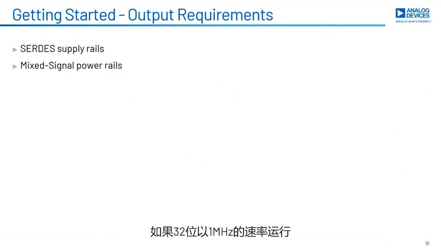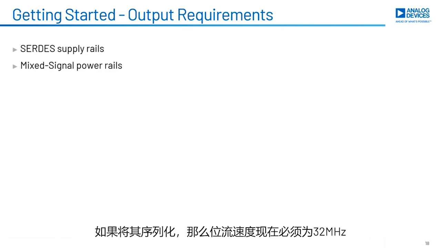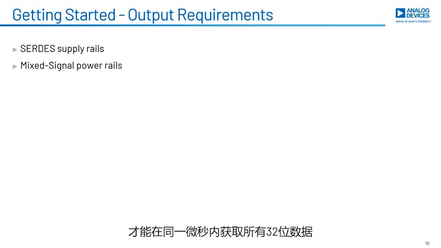So 32 bits running at a 1 megahertz rate, that means nominally there's a new 32-bit word every microsecond. If you serialize that, now the bit stream has to be at 32 megahertz in order to get all 32 bits out in the same 1 microsecond interval.